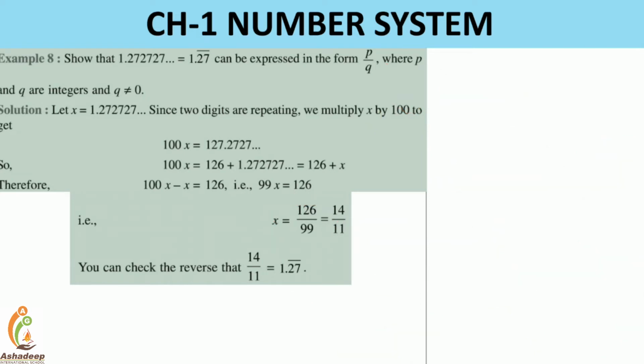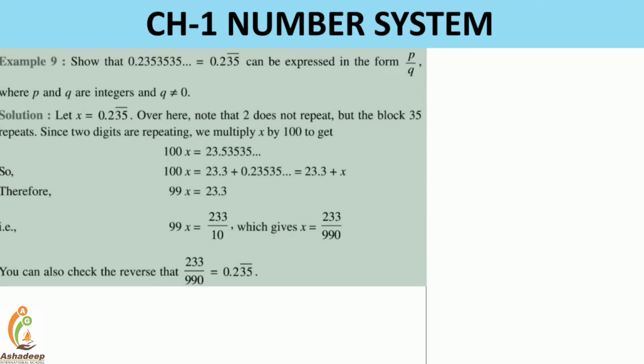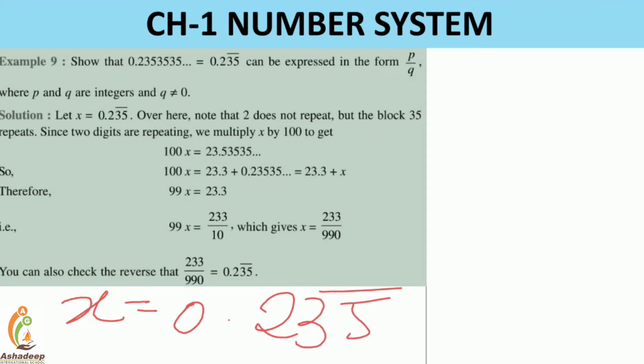Now let's move ahead with another sum. The sum number 9. See how many numbers are repeated here. Only two numbers are repeated, and we need to represent it in the form of p by q. So the first thing is, let x be equal to 0.235 bar, right? Now multiply it with 100.